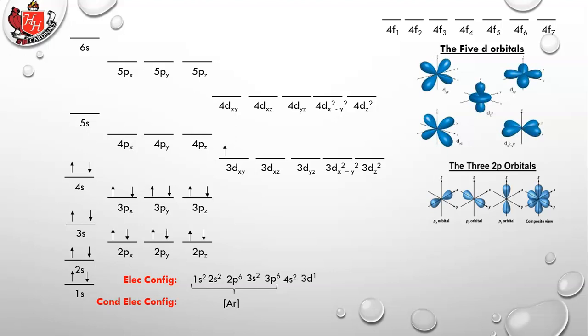The first one is 3d1, 3d2, 3d3, 3d4, 3d5, 3d6, 3d7, 3d8, 3d9, and finally 3d10. Okay, so now we're at the end of the first row of transition metals.